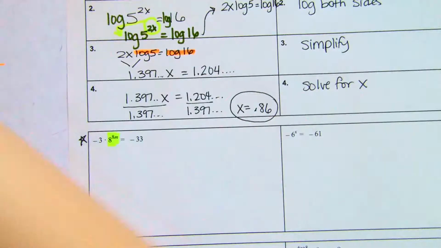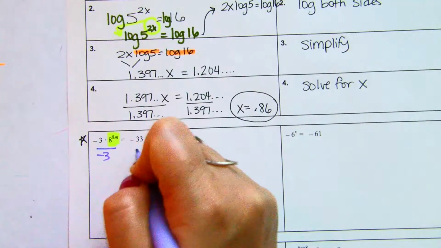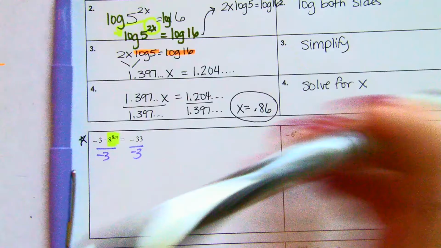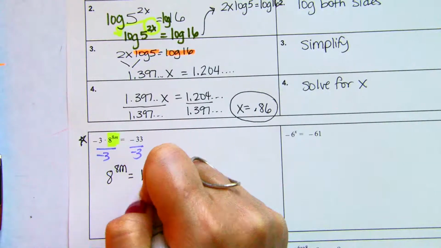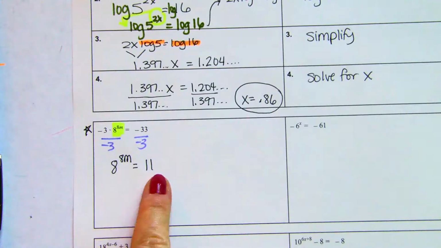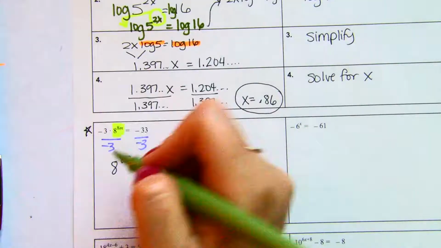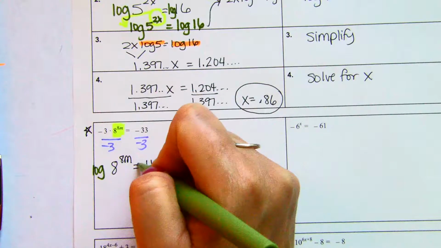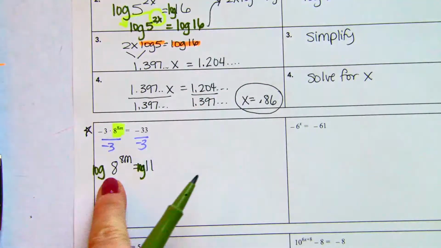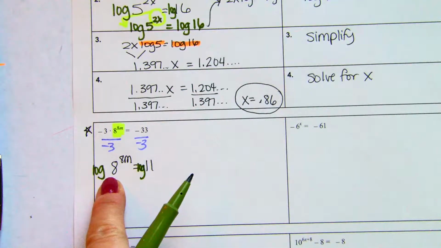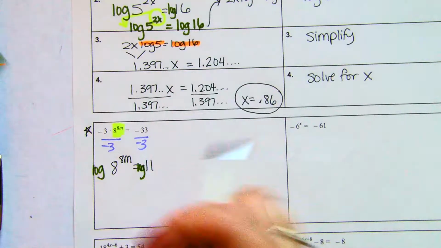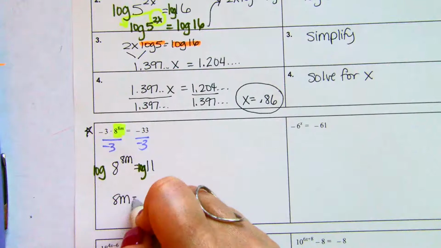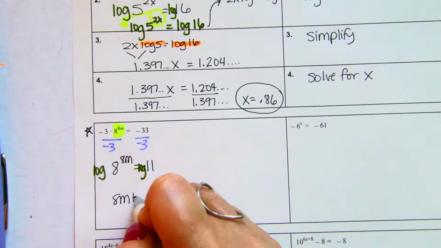Welcome back. So I'm going to isolate this. I'm going to divide by -3, which gives me 8 to the 8m equals 11. Now, there's no way I can do the same base here. So I'm going to log both sides. And you can either do log base 10, which is what I'm going to do, or log base 8, which would make it a little simpler, but it doesn't really matter. I can show you both.